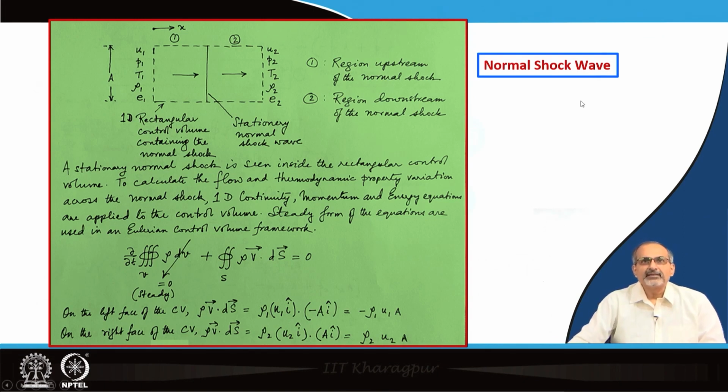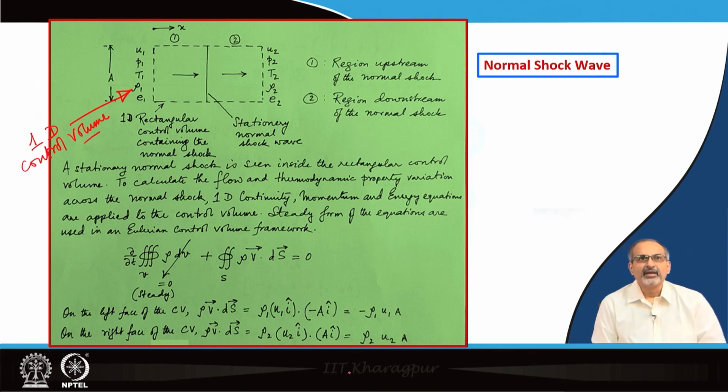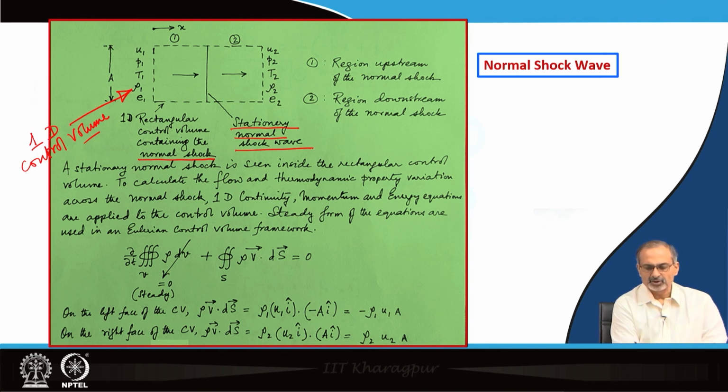What we have over here is a control volume. We have drawn a one-dimensional control volume, and it is a rectangular one. It contains a normal shock. It is a stationary normal shock wave that we have inside the control volume. We have marked regions 1 and 2 respectively upstream and downstream of the shock wave, and we have shown that these properties change across the shock.